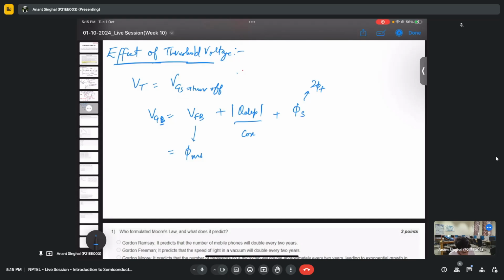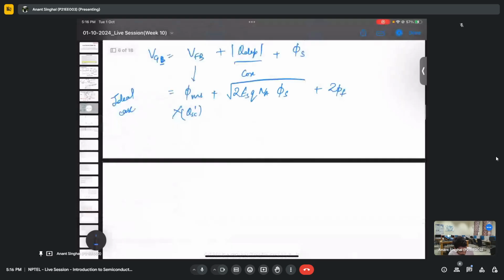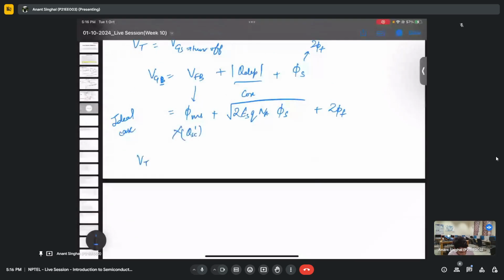VFB is nothing but phi ms minus the trapped charges. I'm ignoring the QSS dash for now, neglecting these. So very basic. And if you remember, the Q depletion was nothing but root of 2 epsilon s q NA, then there was a term called surface potential here. So I'm writing phi s only, and then plus 2 phi f. So this was the ideal case. I'm trying to explain mathematically also. So this is nothing but the VTH.